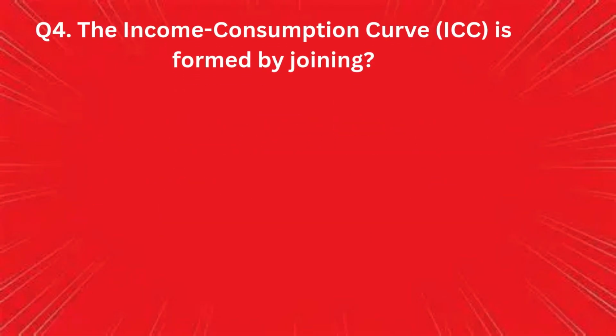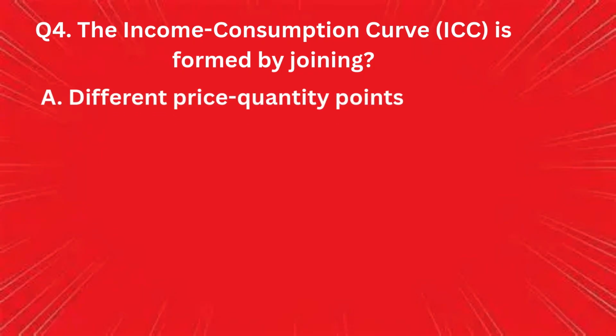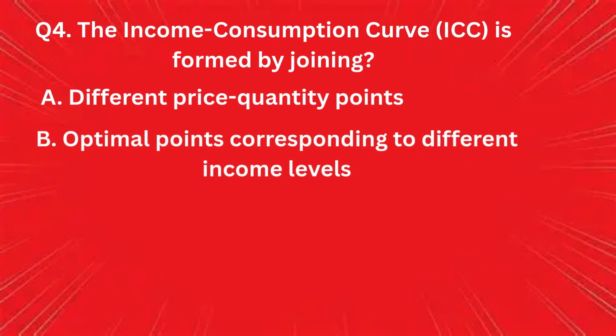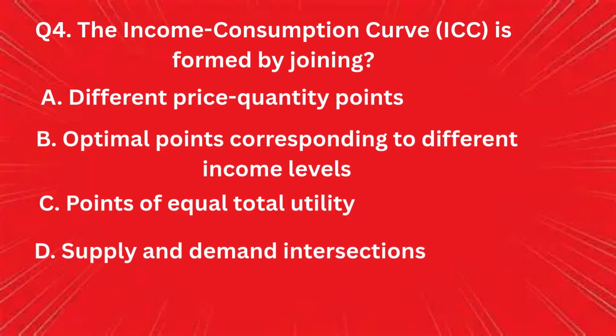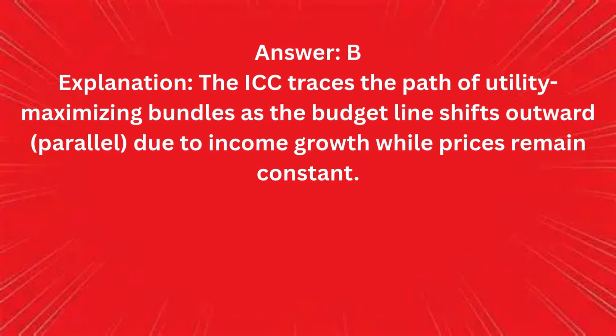4. The income consumption curve, ICC, is formed by joining A. Different price quantity points. B. Optimal points corresponding to different income levels. C. Points of equal total utility. D. Supply and demand intersections. Answer: B. Explanation: the ICC traces the path of utility maximizing bundles as the budget line shifts outward, parallel, due to income growth while prices remain constant.